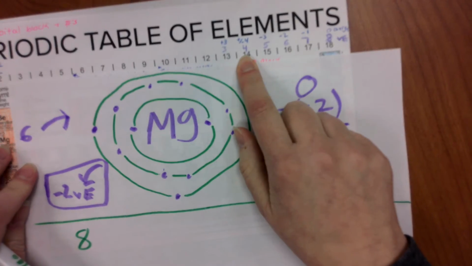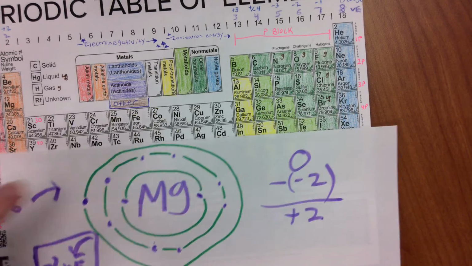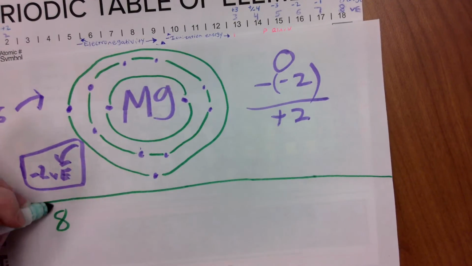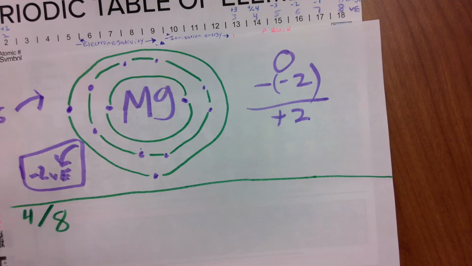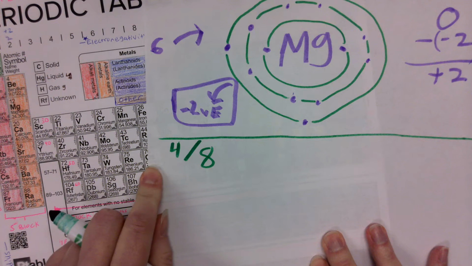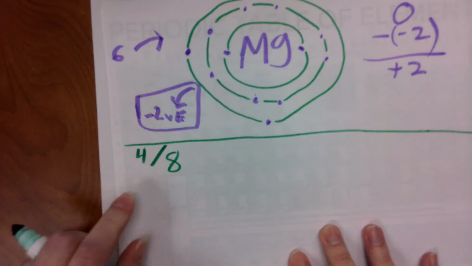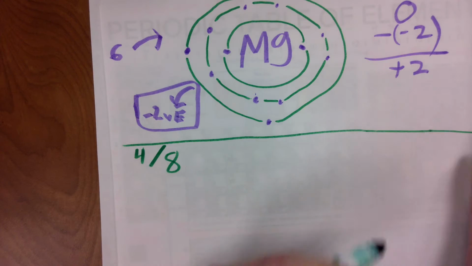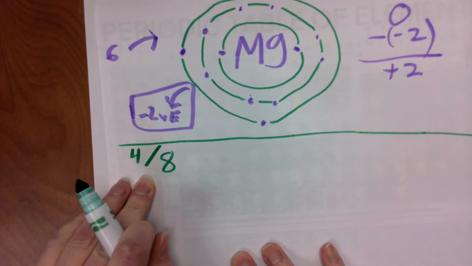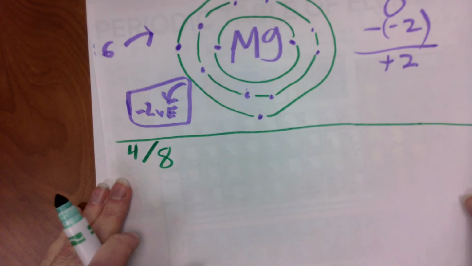Here we have the conundrum that carbon and everything else in column 14 has 4 valence electrons. 4 is halfway between 8 and 0, so it can go either way. It can gain 4 or lose 4, and it will be happy. Okay? So that's why it's a plus minus 4.